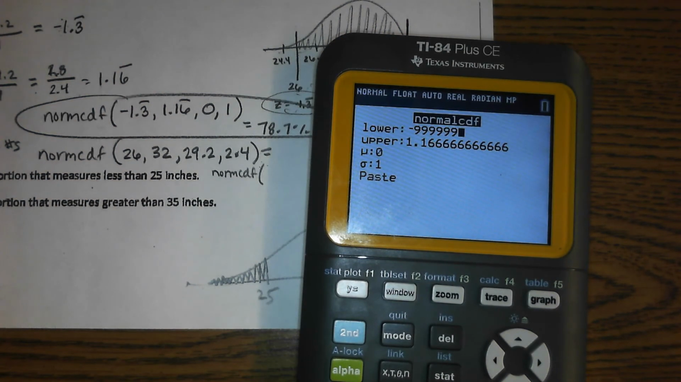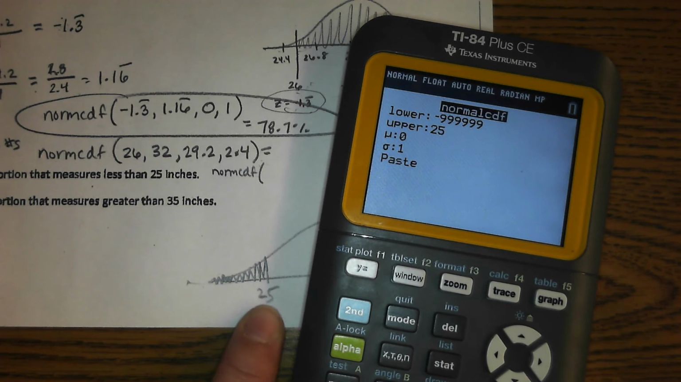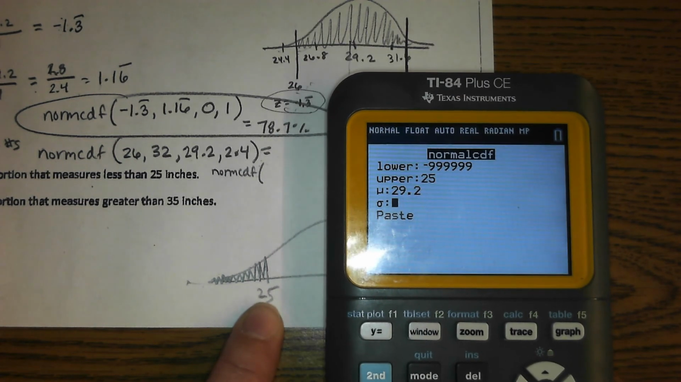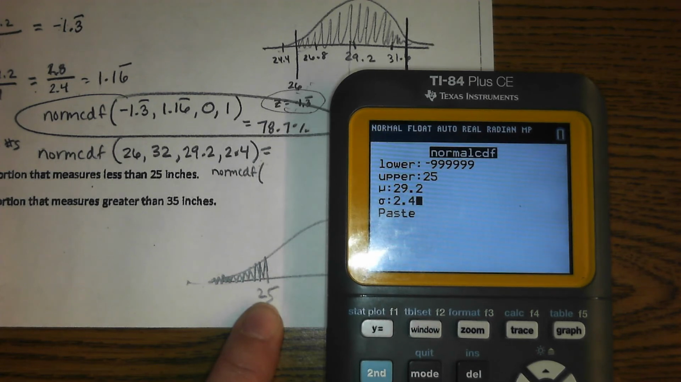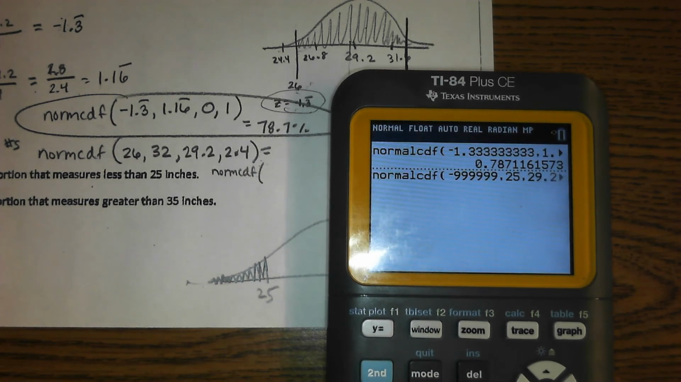If you want it to go on forever and negative infinity, just start it at negative 99999. It's just forever. Up to 25 with a mean of 29.2 and a standard deviation of 2.4. And you'll get your proportion of 0.04.